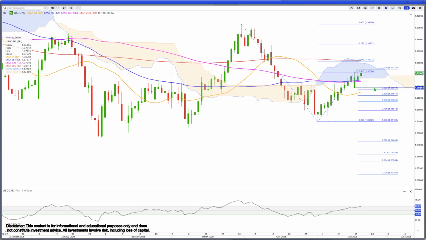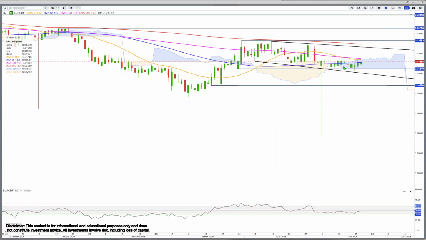Range and support 136.90. If it takes out that, we'll expect a push down to the 61.8 retracement there at 136.35. But we have the 21 moving average also giving a little bit of support there. The EURUSD still this key support here around the 91.25 that is holding on.